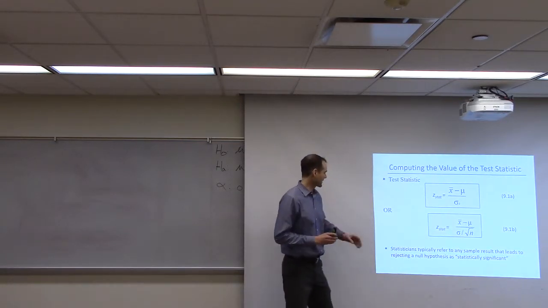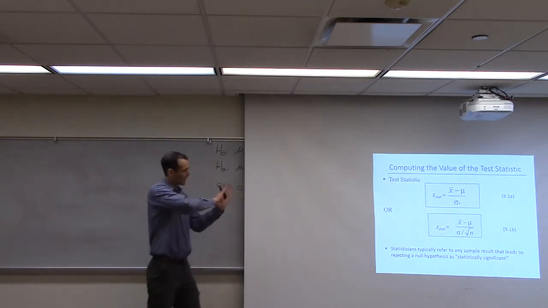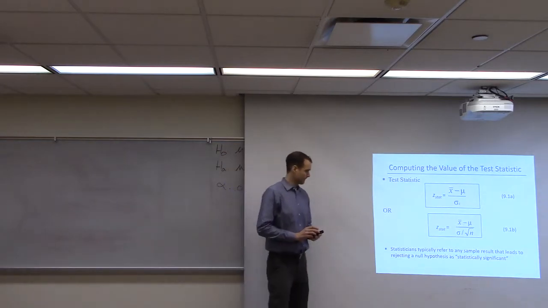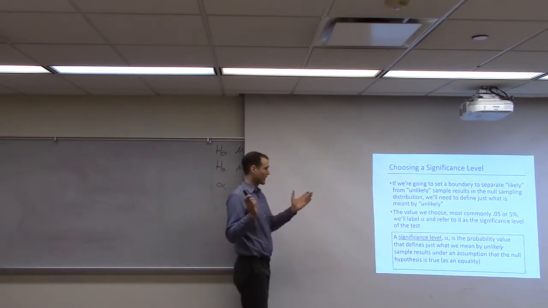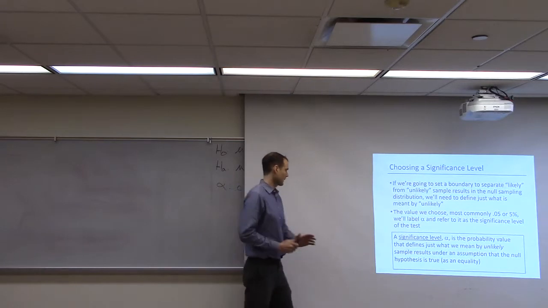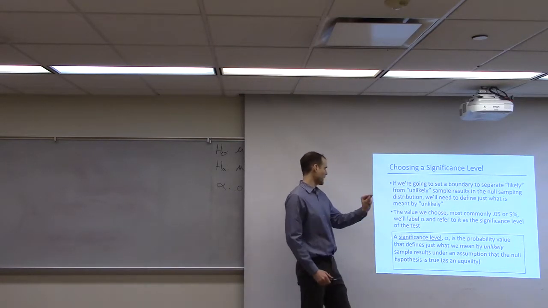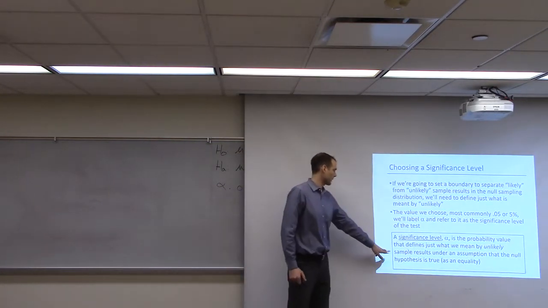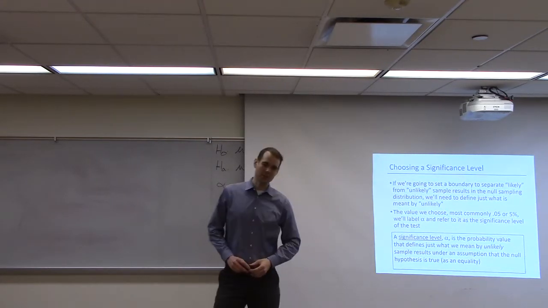So, all right, now you know what statistically significant means. It means that you have overwhelming evidence based on a hypothesis test. We're going to choose a significance level, and we talked about that. This separates likely from unlikely. A significance level is the probability that defines just what we mean by an unlikely sample result under the assumption that the null hypothesis is true. It's our cutoff point for what we're willing to believe.